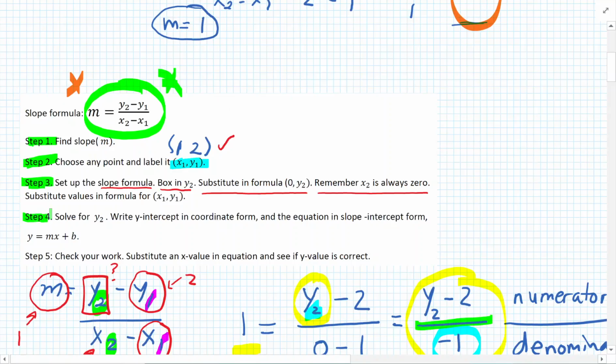Solve for y of 2. We did that. Write the y-intercept in coordinate form. We did that. We gave it the point 0, 1, and the equation in slope-intercept form, y equals mx plus b. We can do that now. We have enough information. Let's do that.